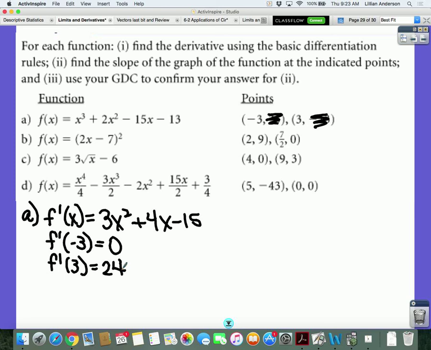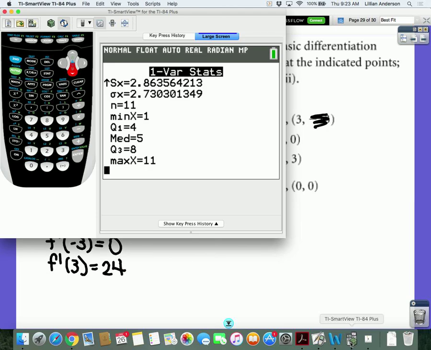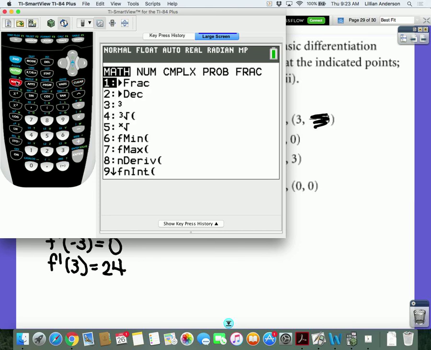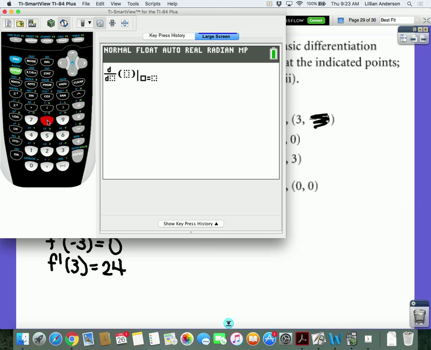Now, to use your calculator to do this, this is just to confirm. All right? What you'll do is press the math button. You'll go down to option 8. Option 8 says nDeriv, the derivative. Okay? Now, raise your hand if your calculator looks like mine.